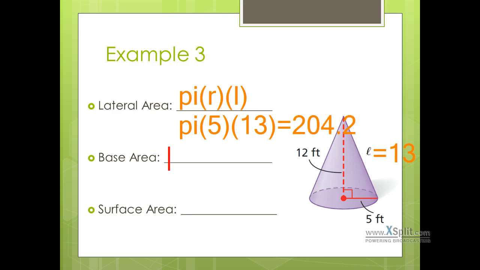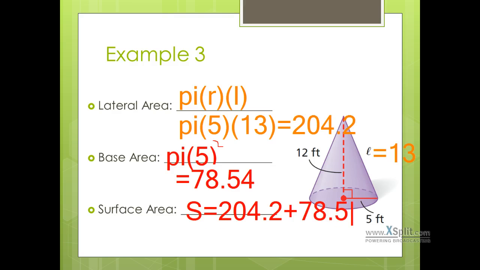204.2. Base area, that's just pi r squared, so pi times 5 squared. 5 squared is 25, so we're literally just looking at 25 pi, which is 78.54. Surface area, go and add those together. 204.2 plus 78.54 is going to give us a grand total of 283.04. That's going to be in feet squared.